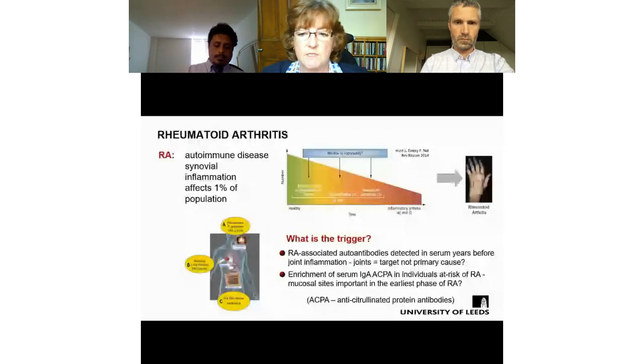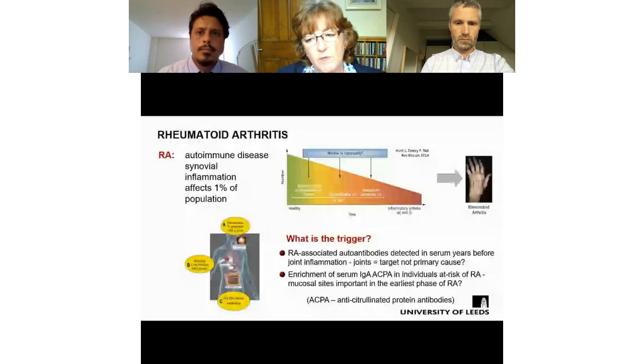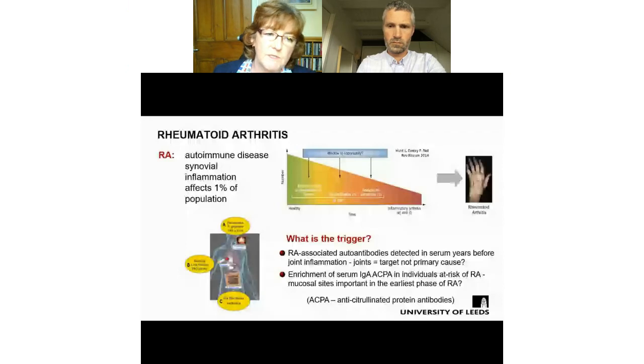So rheumatoid arthritis is a systemic autoimmune disease, and it manifests itself as a chronic polyarthritis. It affects about 1% of the population and more women than men. It's associated with the development of autoantibodies raised against proteins that have been post-translationally modified. For example, citrullination of arginine is a common post-translational modification, and anti-citrullinated protein antibodies, or ACPA. Later on, I'll refer to them as CCP antibodies, so this is anti-citrullinated protein antibodies or citrullinated peptide antibodies.